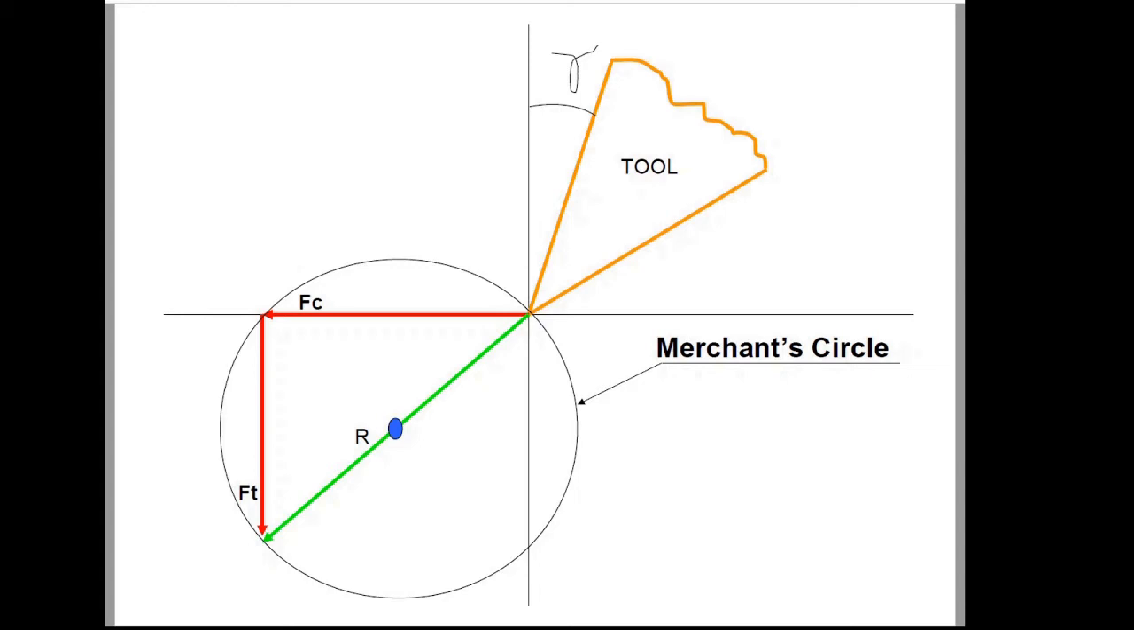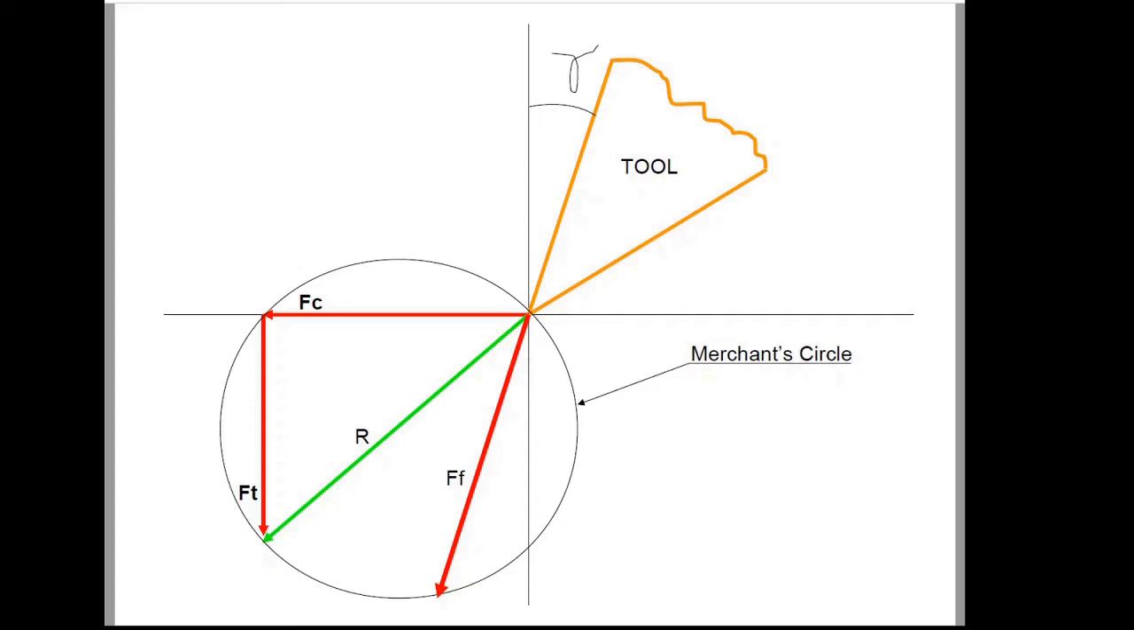First of all, we shall mark the frictional force. The frictional force is acting along the face of the tool. We shall transfer this force to the tip of the tool. Okay, now the frictional force is marked. The frictional force is inclined at an angle alpha with the vertical. The frictional force should start from the tip of the tool and it should end on the circumference of the circle.